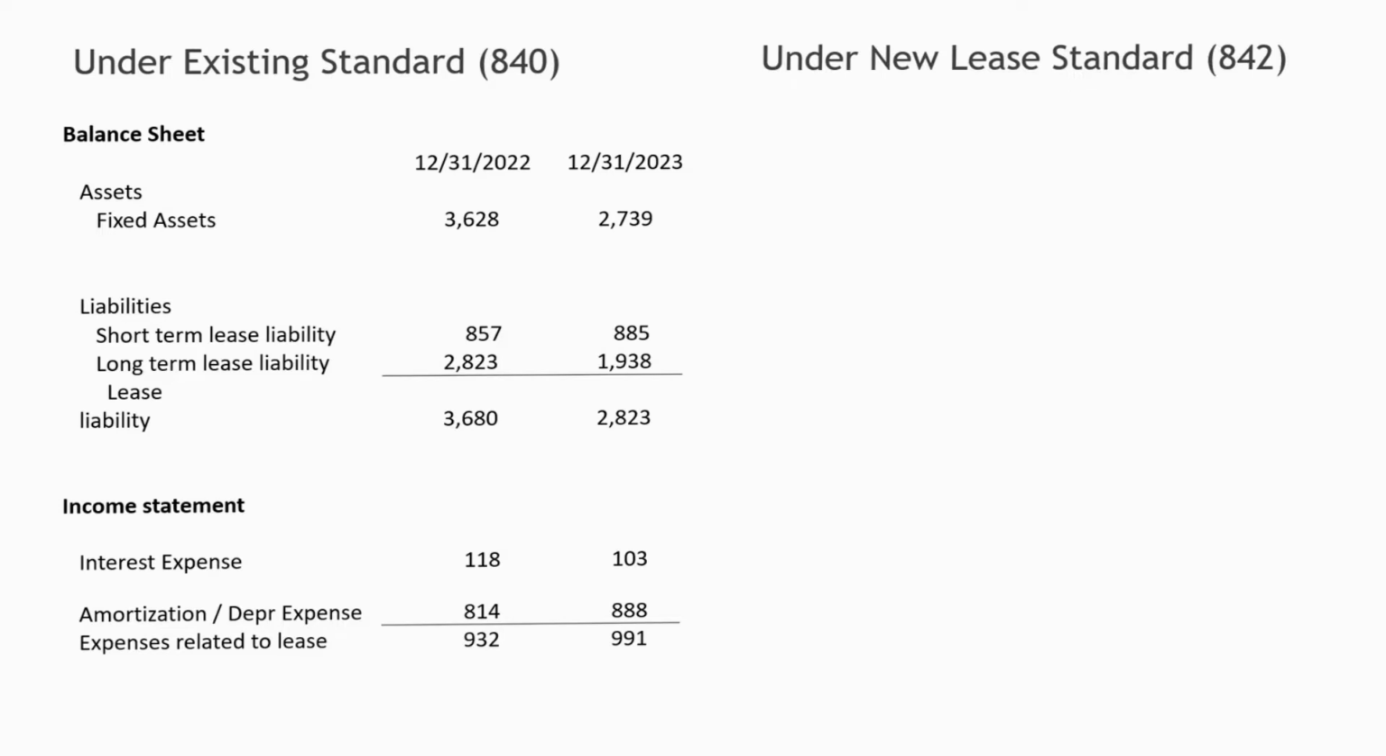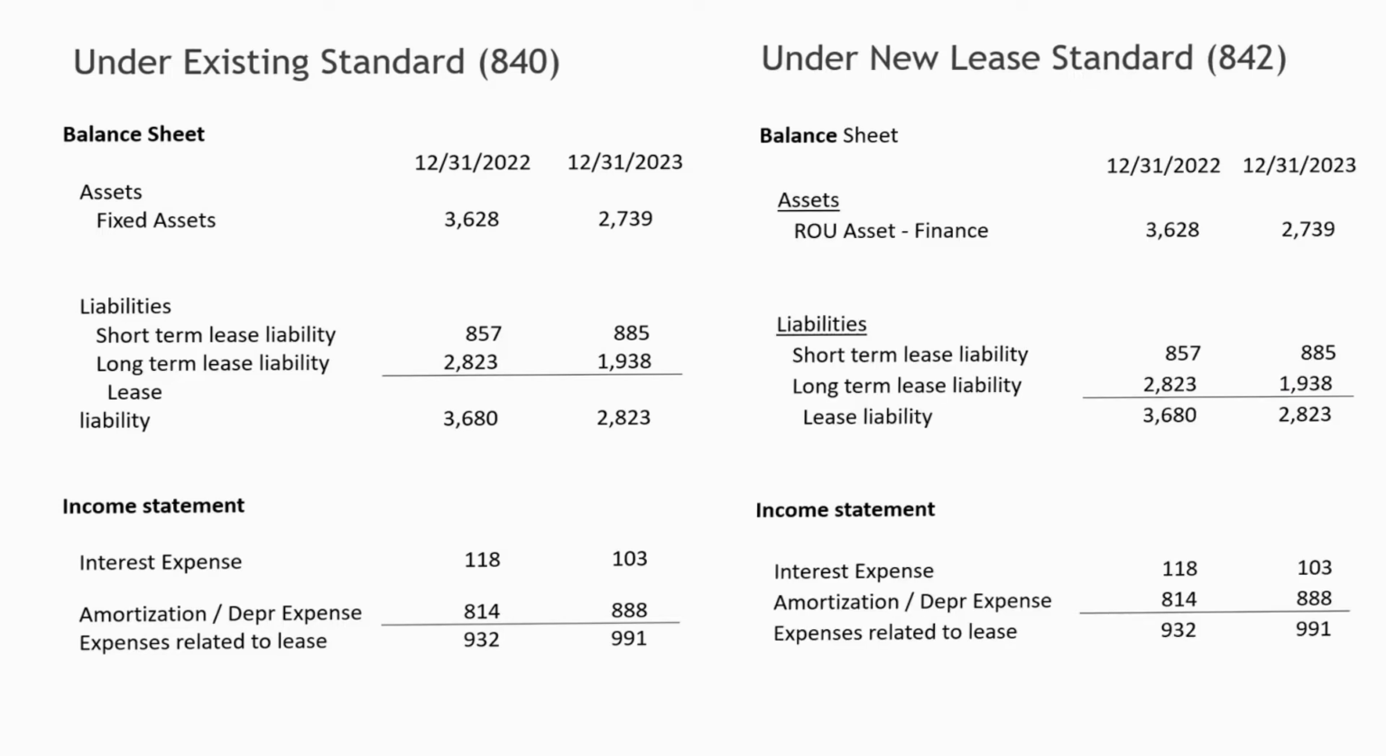So under the new standard, as I mentioned, it's pretty much the same. You can see you have the same debt, you have the same right of use asset, which is actually the only thing that changed is now we're calling it a right of use asset instead of just grouping it in with fixed assets. The income statement, no change there either. We have $932 expense the first year and $991 the second year.